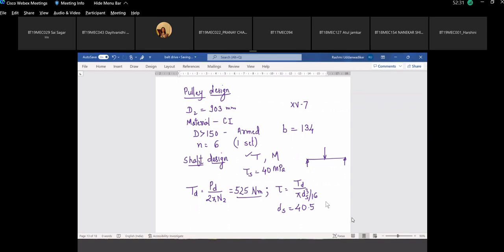45 becomes too large. So instead of 40.5, it's better to go with 40. We are already considering service factors. We have increased the value of PD. We have also reduced this value sufficiently.